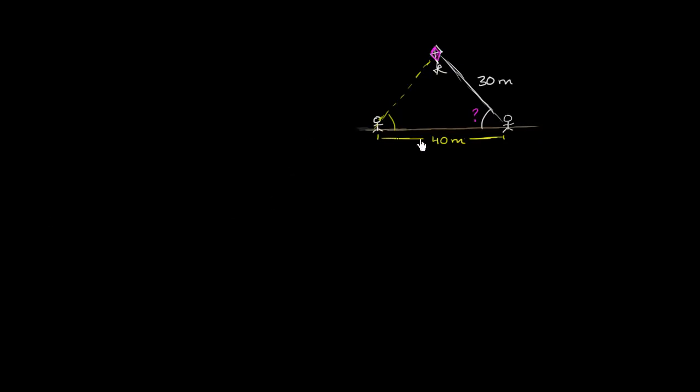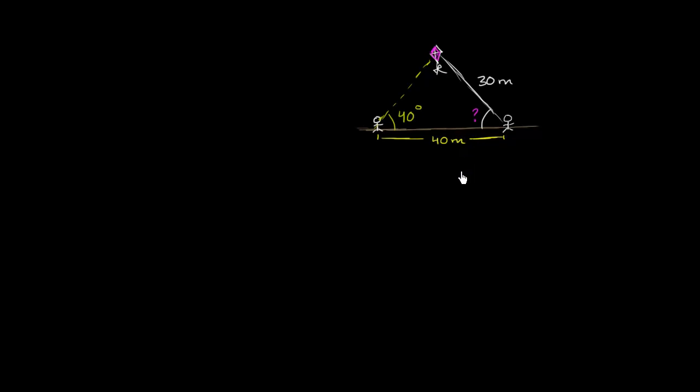Say you're out flying kites with a friend, and right at this moment, you're 40 meters away from your friend, and you know that the length of the kite's string is 30 meters, and you measure the angle between the kite and the ground where you're standing, and you see that it's a 40-degree angle. And what you're curious about is whether you can use your powers of trigonometry to figure out the angle between the string and the ground.